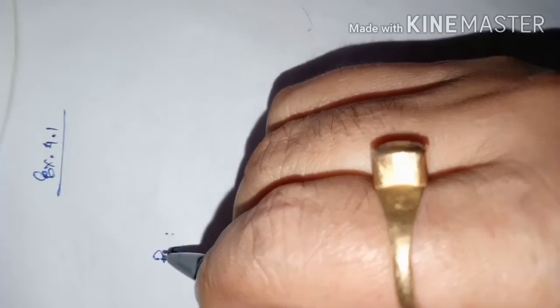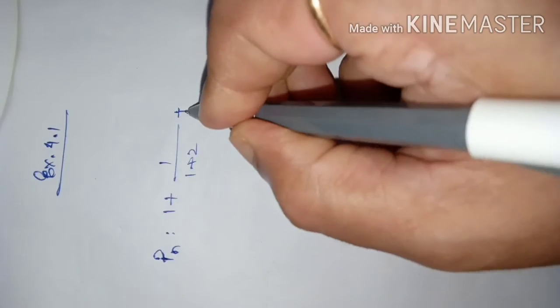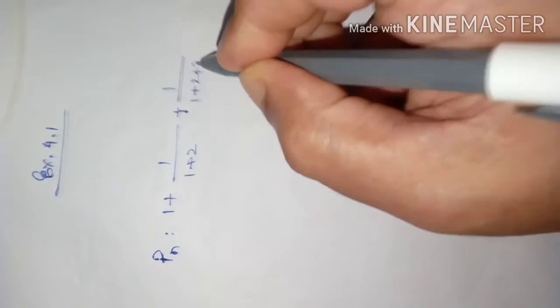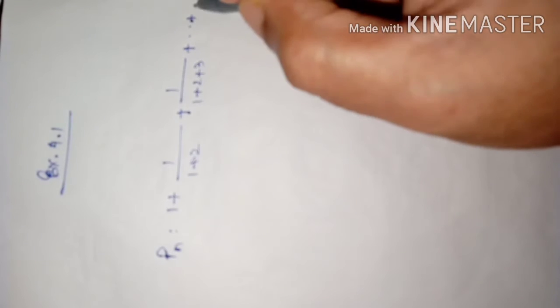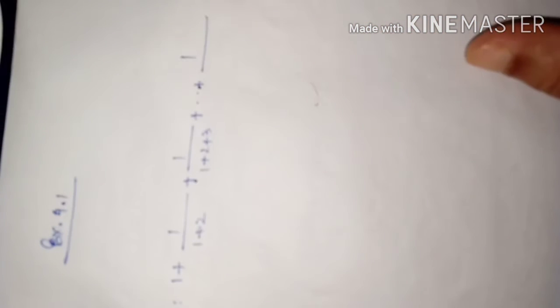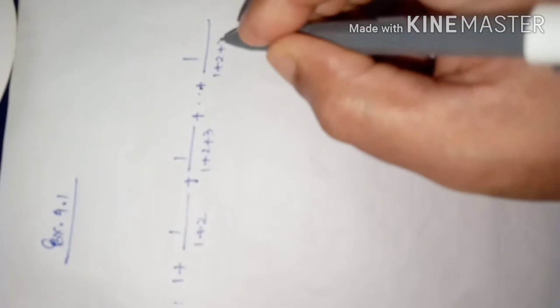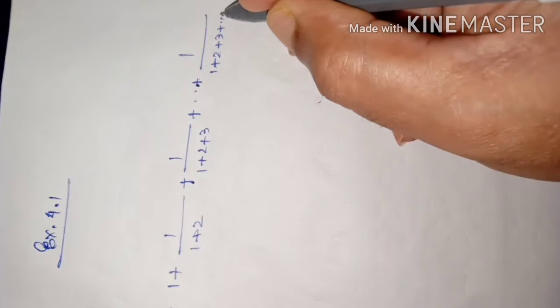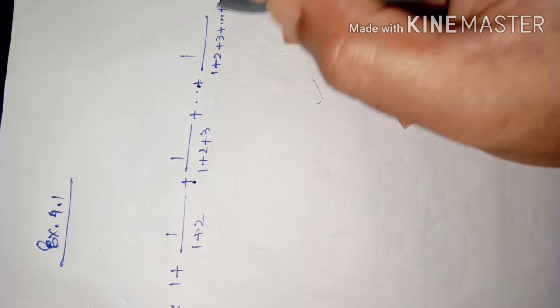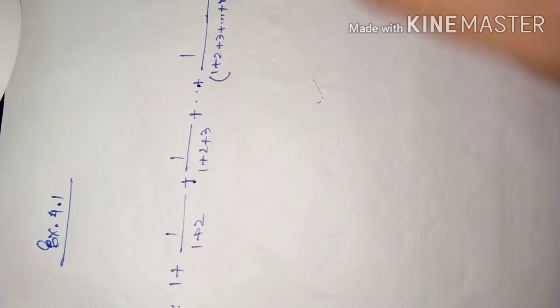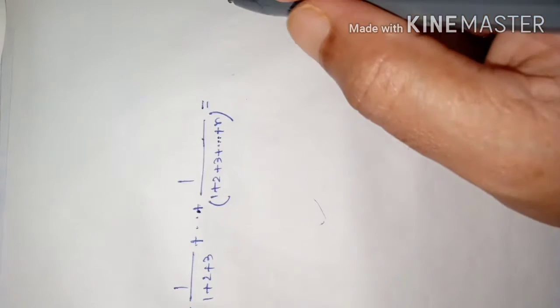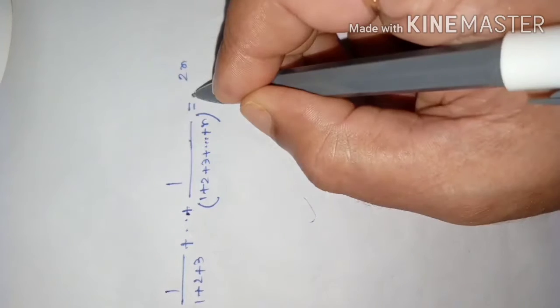Pn statement is 1 plus 1 by 1 plus 2 plus 1 by 1 plus 2 plus 3 plus dot dot dot plus 1 by 1 plus 2 plus 3 plus dot dot dot plus n is equal to 2n by n plus 1.